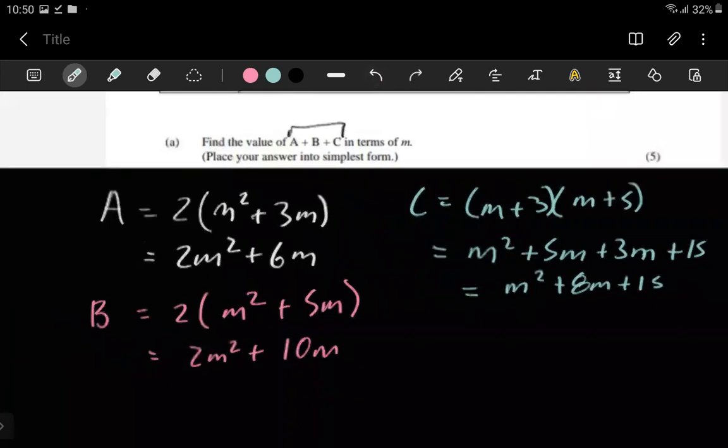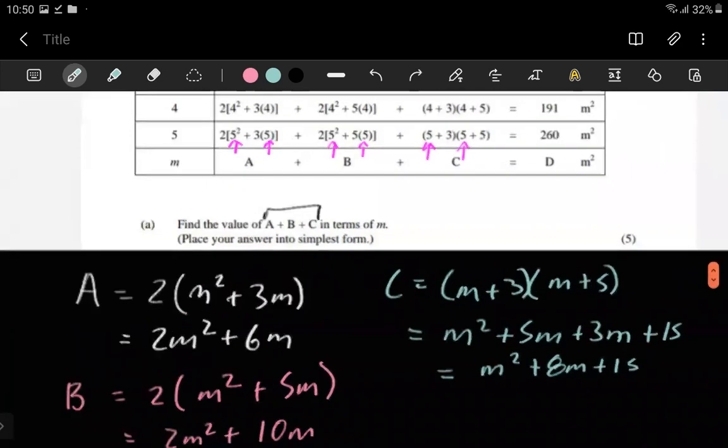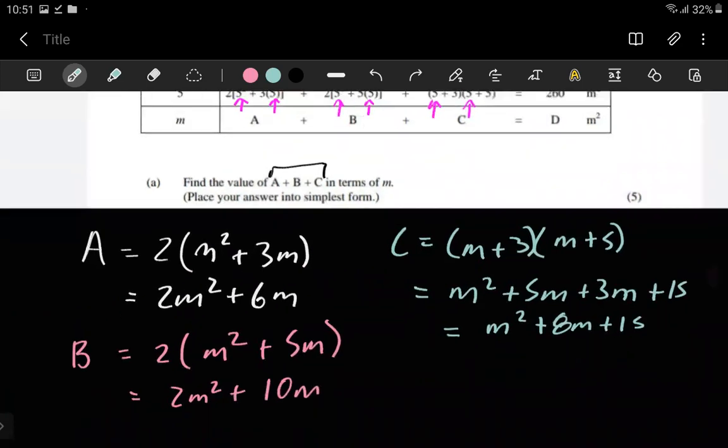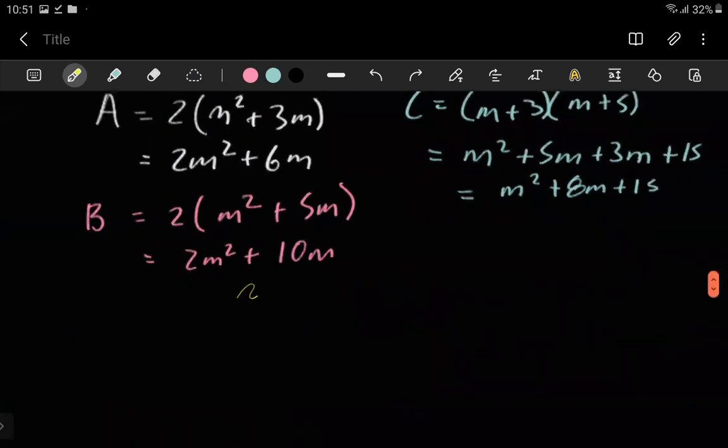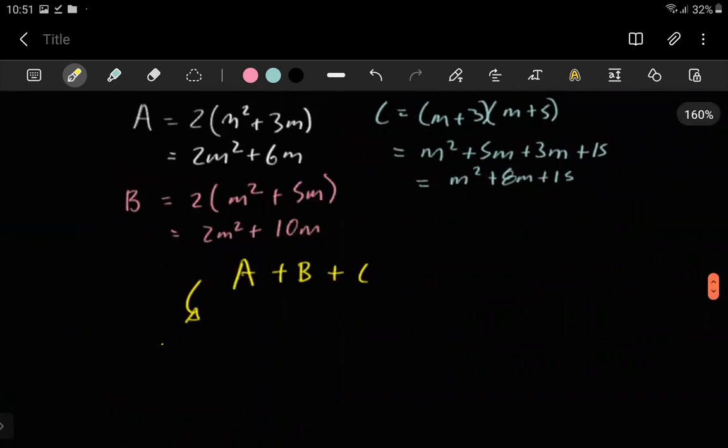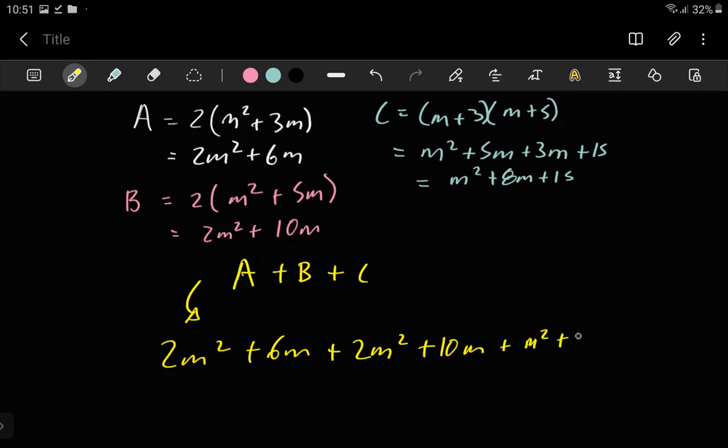There we go. So we have all 3 expressions for A, B, and C. They said we should write it in its simplest form though. So we should write all this in terms of M. Automatically, we can already see that A plus B plus C is just going to be equal to this part first, 2m squared plus 6m. Luckily we're adding, so brackets won't be an issue. Plus 2m squared plus 10m, and then m squared plus 8m plus 15.